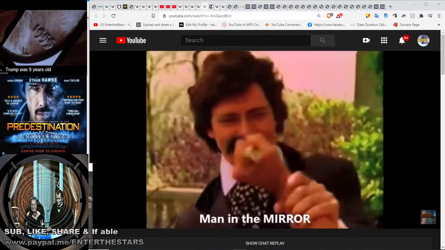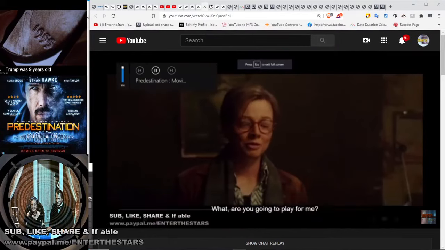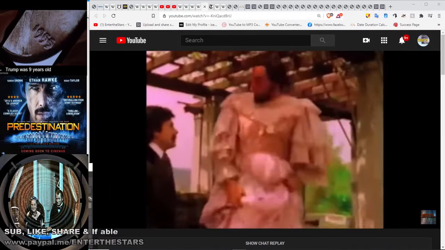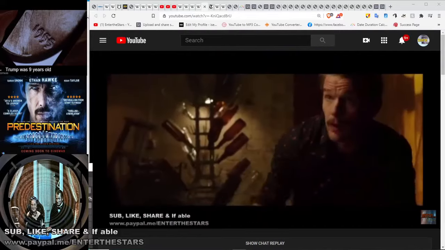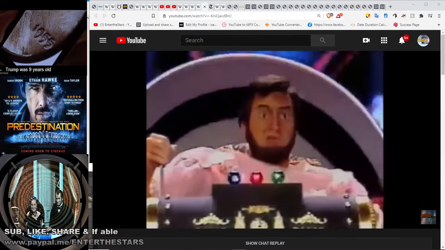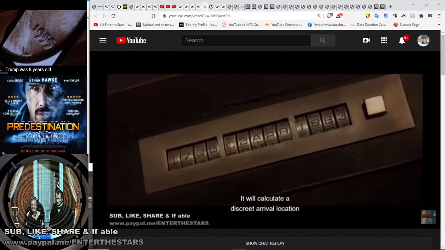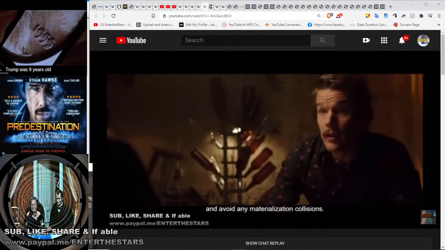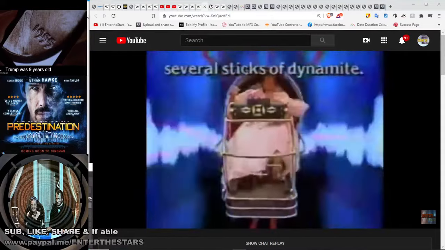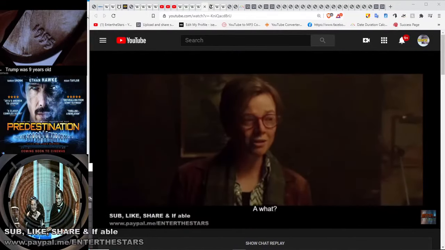Hey! What are you doing? Wait a minute. You again! What, are you gonna play for me? No, I'm gonna play the past. This is a USFF Coordinates Transformer Field Kit. No moving parts. It weighs approximately 6 kilos, fully charged. I've adjusted it to support our body mass. Abraham Lincoln was shot and killed by John Wilkes Booth on April 14, 1865. It will calculate a discrete arrival location and avoid any materialization collisions. In Lincoln's pockets, doctors found a blackjack, some piano wire, and several sticks of dynamite. So what is it? It's a device that creates a temporal wake. A what? It's a time machine.